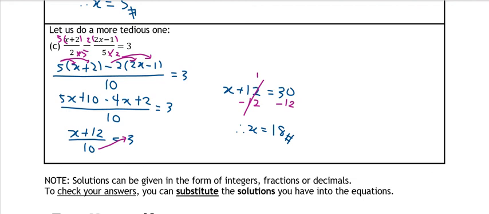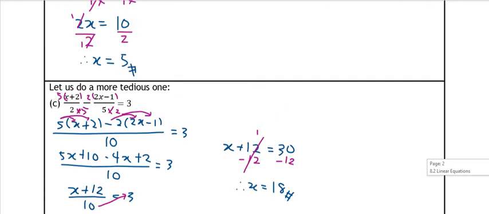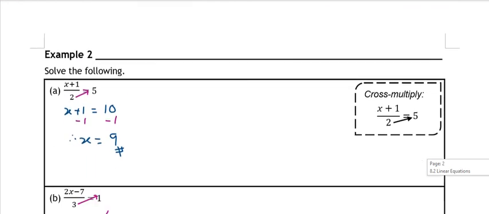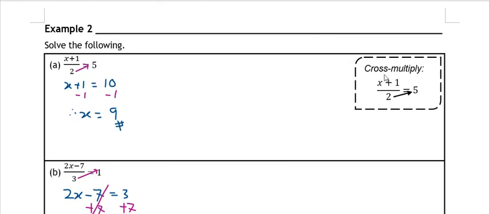Alright, so there you have it for this topic. You can see here, whenever you have a single fraction on the left hand side and a number on the right, you can cross multiply the denominator to the right side.